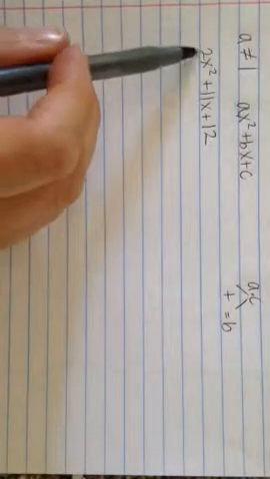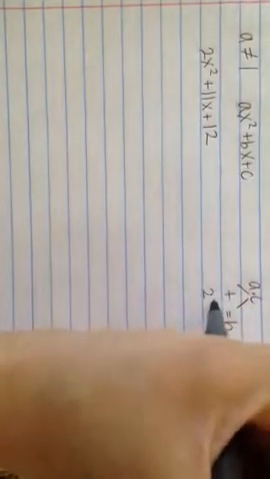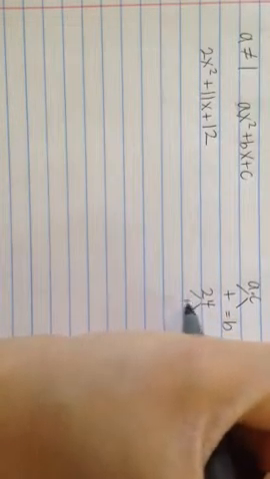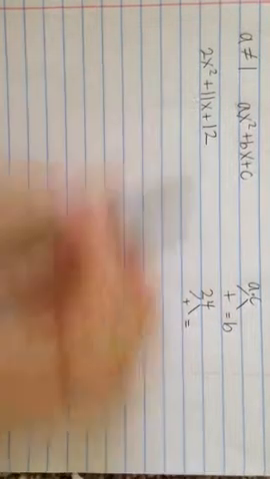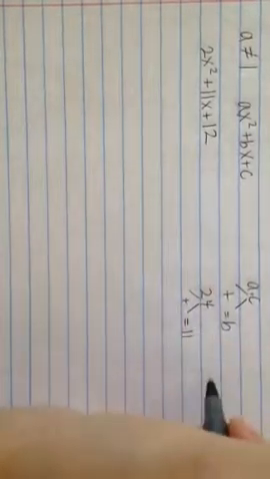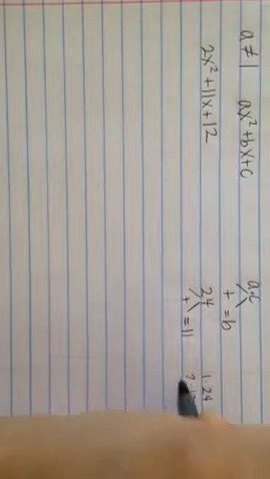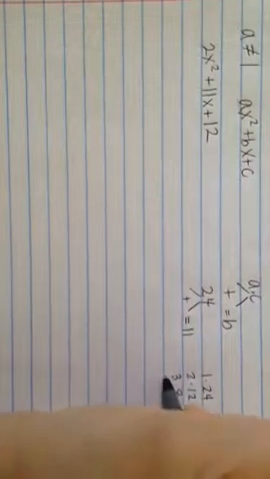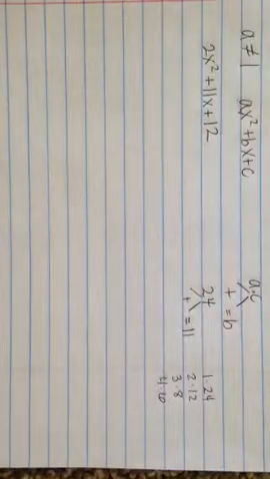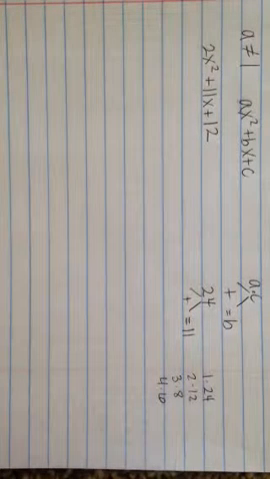So if we have 2x squared plus 11x plus 12. Okay, so the first thing we're going to do is 2 times 12 is 24. And then we're going to find two numbers that multiply to get 24 and add up to get 11. So I know that 1 times 24, 2 times 12, 3 times 8, 4 times 6. And we're going to see which one of these will add up to equal 11.